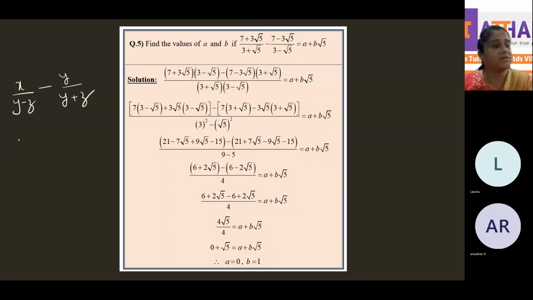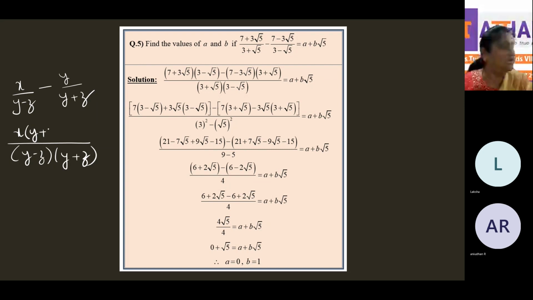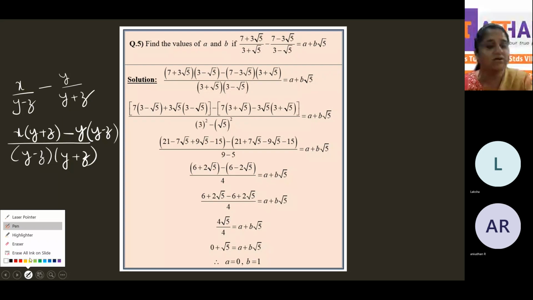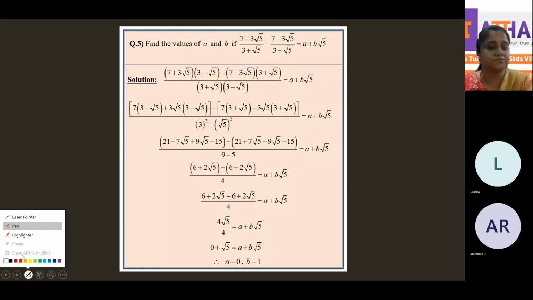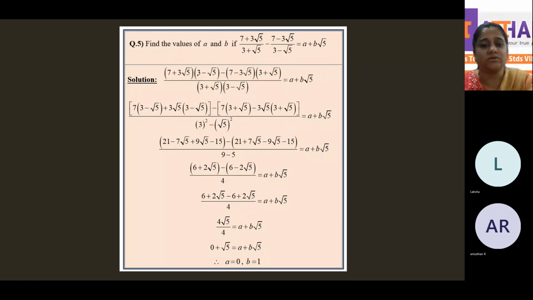What's LCM? Y minus Z into Y plus Z. Okay. If a numerator is X, what did we multiply with? Y plus Z, because I have Y minus Z. So multiply with Y plus Z, and then write the minus as it is. Y, and what do we multiply this with? Y minus Z, because Y plus Z is already there. So multiply with Y minus Z. This is the same thing I am doing. That's what I'm doing here also.